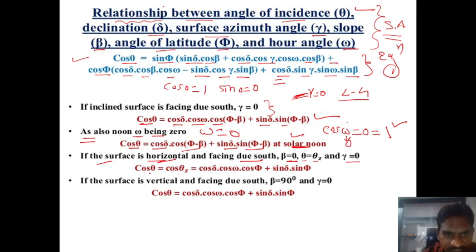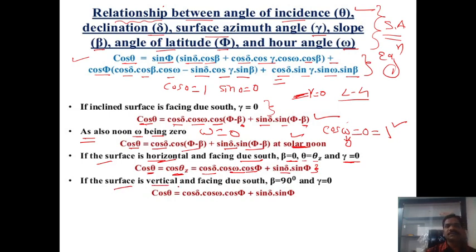So what is the change? The angle theta, meaning angle of incidence, is replaced by cos theta z, cos delta, this equation cos omega, cos phi. This beta becomes 0. So only what is remaining, cos phi, sin delta, sin, this beta becomes 0. So for only the horizontal surface facing due to the south position, what is the equation we get? Cos theta z into cos delta, cos omega, cos phi plus sin delta, sin phi.